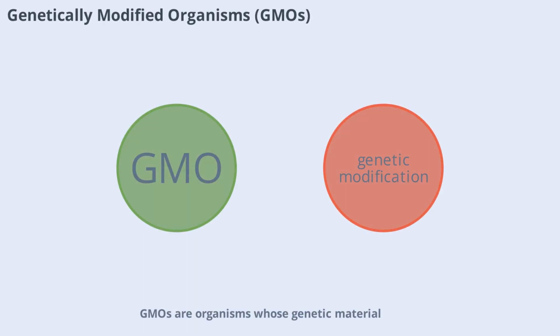GMOs are organisms whose genetic material has been altered using genetic engineering techniques. GMOs are used in agriculture, medicine, and research to achieve specific traits such as pest resistance or improved nutrition. While GMOs offer many benefits, they also raise questions about safety, labeling, and environmental impact.